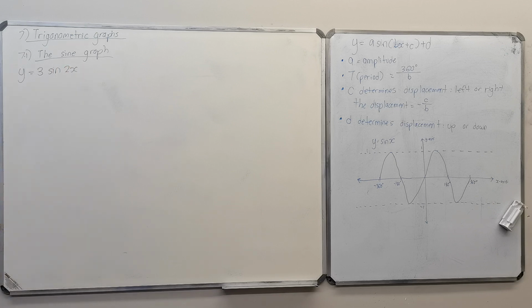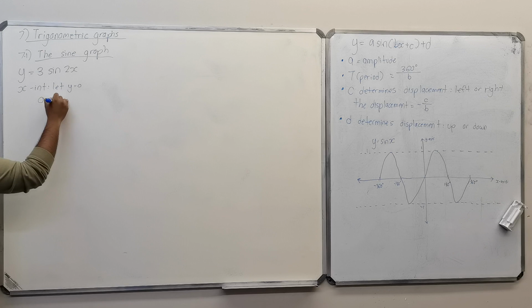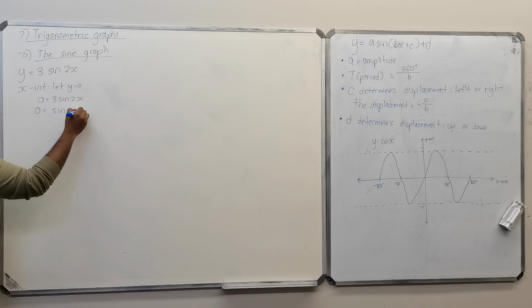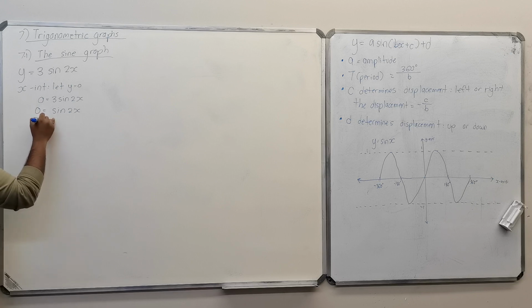Okay? So, let's work it out. For your x-intercept, you let y equal to 0. So you say 0 is equal to 3 sine 2x. You would divide by 3, and you're going to end up with 0 is equal to sine of 2x. And then the inverse sine of 0 would be 0 is equal to 2x.